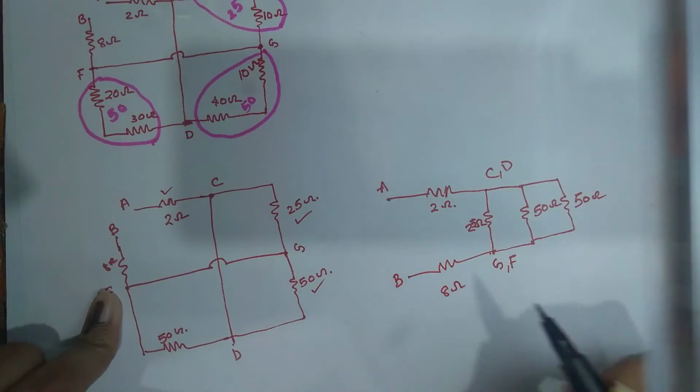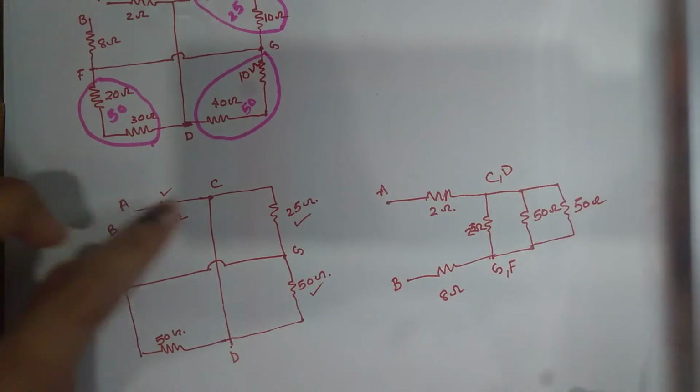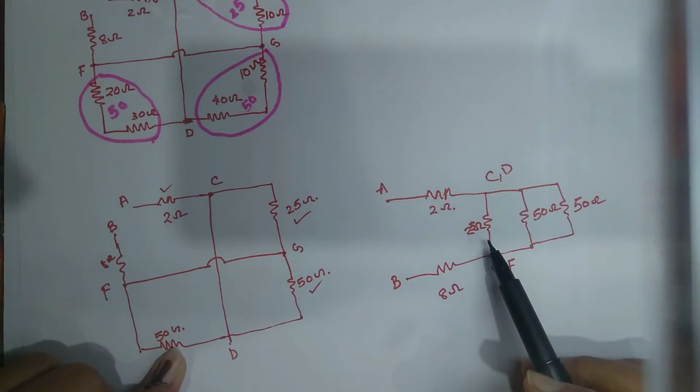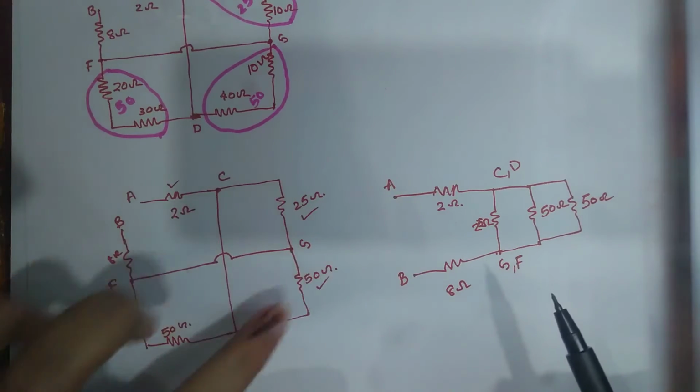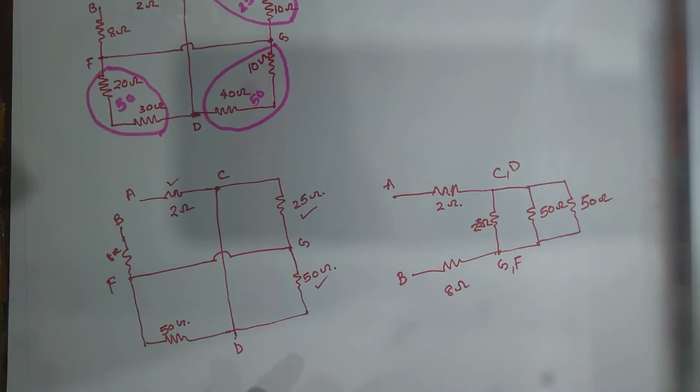At first the question looked difficult, but if you are redrawing it, the question is very, very easy to solve. Okay, so let me check. I have 4 resistances, 1, 2, 3, 4, 5 resistances are there.